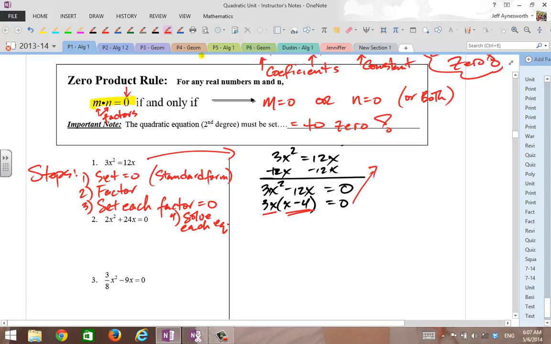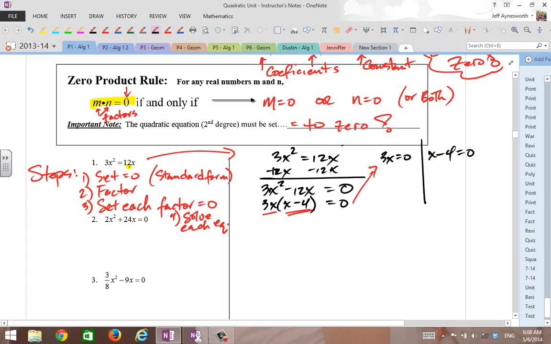I'm going to take them over here where I have a little bit more room. I have my first factor, 3x. Well, that could be equal to 0. Draw a vertical line to separate the two equations. And I got my second factor, x minus 4, equal to 0 as well. You solve each of those equations and you get your two results.